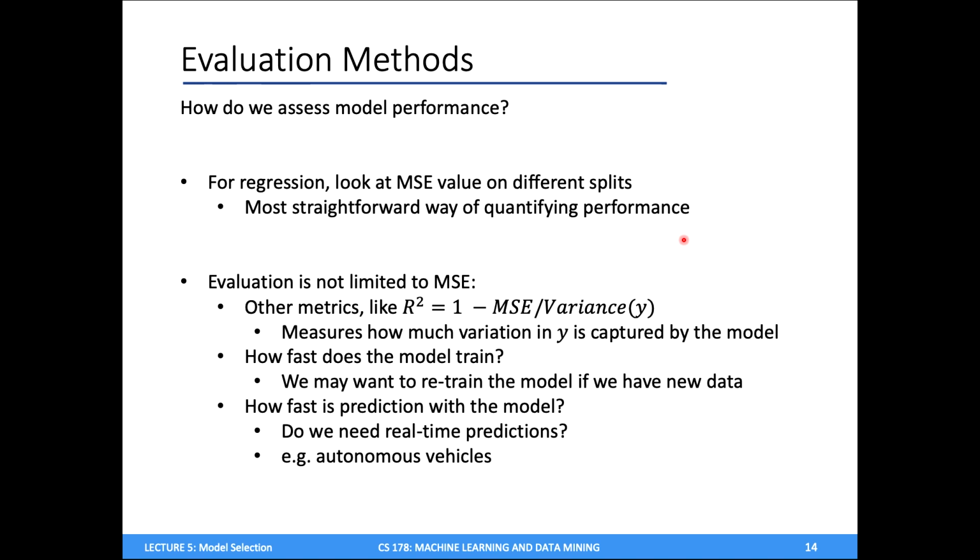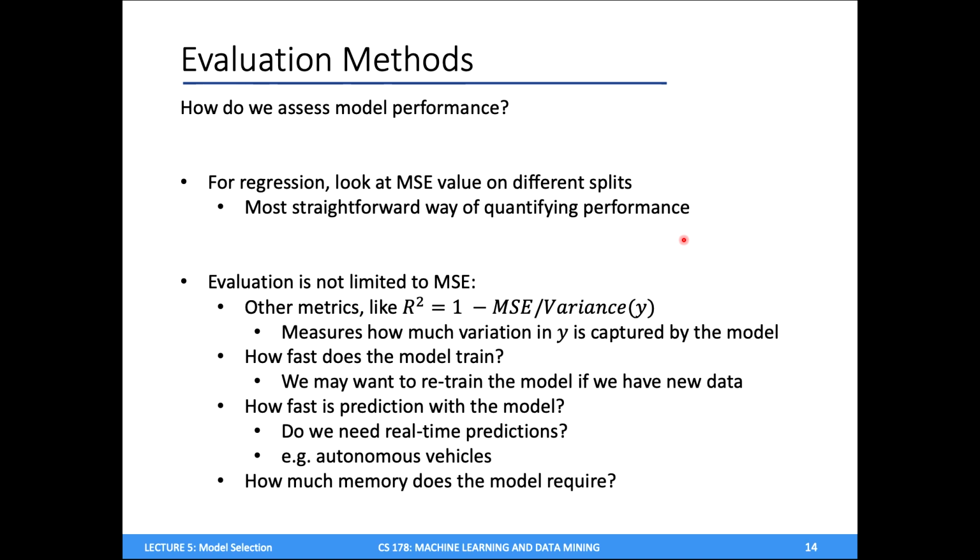Another question you might ask yourself when you're evaluating your models is, how fast is prediction with the model? For some problems, you might actually need real-time predictions from your model. There might be time constraints. So, for example, in an autonomous vehicle, you don't want your car to be taking 5 seconds to predict whether or not it should turn left or turn right. It's just not going to be quick enough for what you want to do. So even though you might have a better model, it might be a slower model. So this is another thing you should keep in mind when you're evaluating your models and choosing which is best.